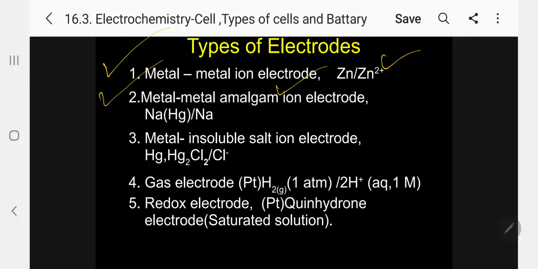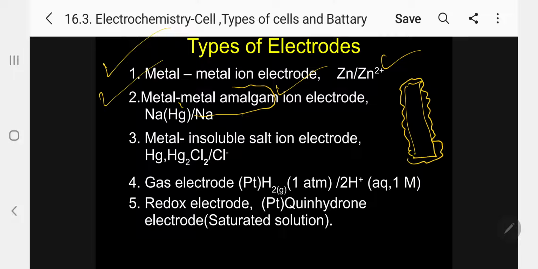So, in order to reduce its activity, we coat it with mercury. That is called amalgamation, metal amalgamation. Sodium is coated with mercury. Suppose this is the sodium rod. Now we coat it with mercury. So what will happen now? Now the activity of sodium is reduced, and now this will act as a normal electrode.